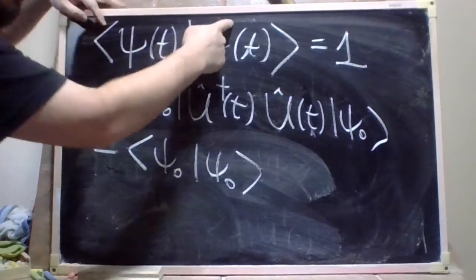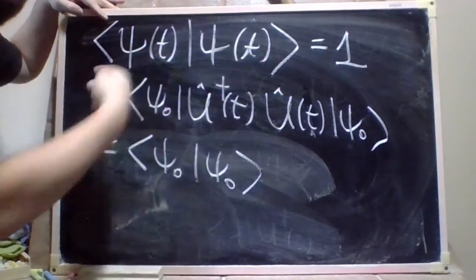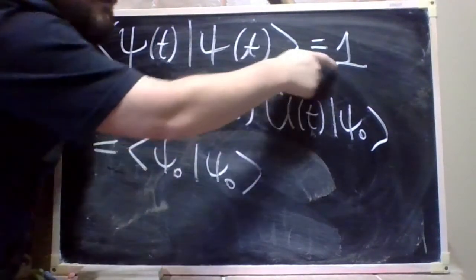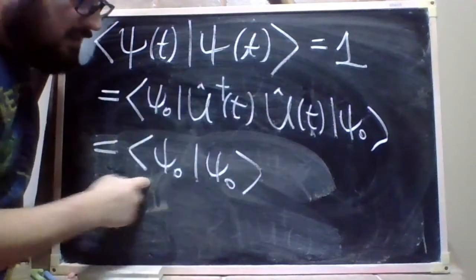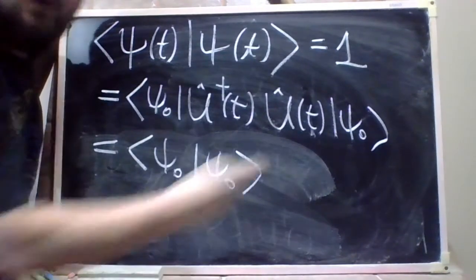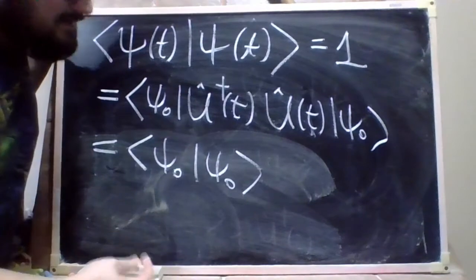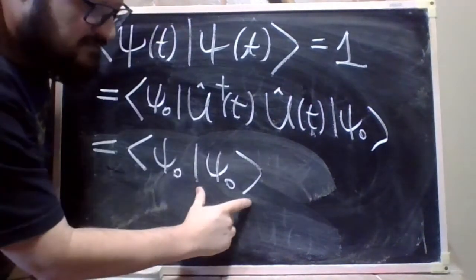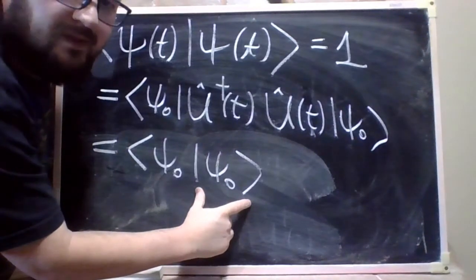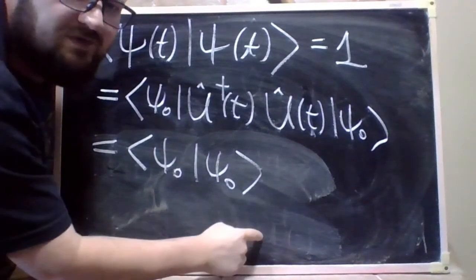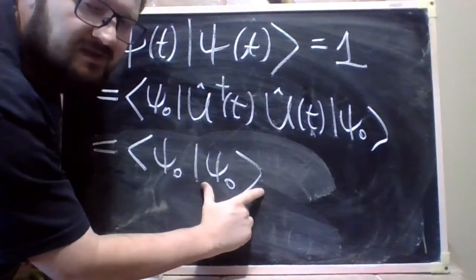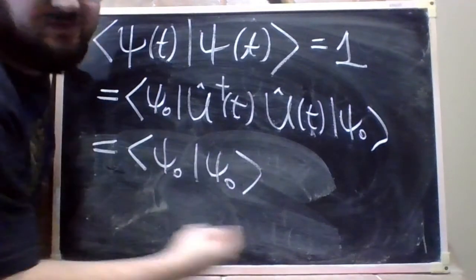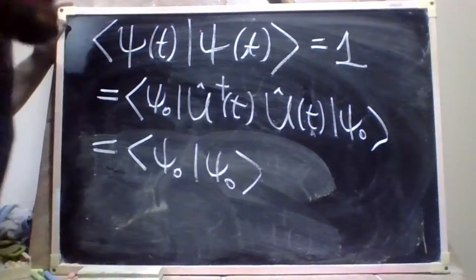So this thing here, the evolved state, projected onto itself, has a probability of 1, which is equal to the initial state. So saying in the quantum mechanical language, given the physical state psi 0 at the instant of time t equals 0, what is the probability that I can measure that state? Given that state, it's 100%, it's 1, right?